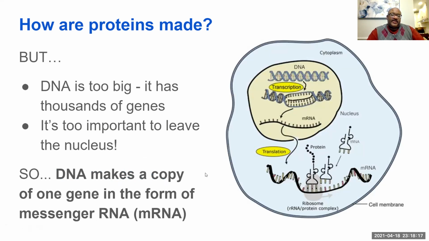DNA is too big and has thousands of genes. This is too important to leave in the nucleus. So that's why, and we're getting into the two terms that you really need to be up on, transcription and translation.